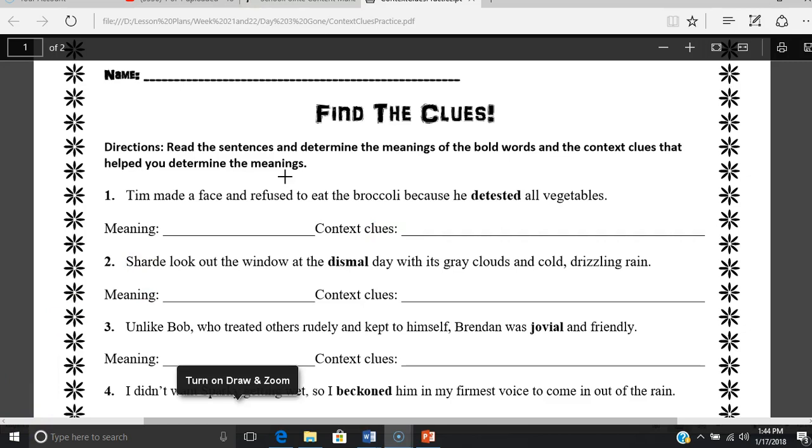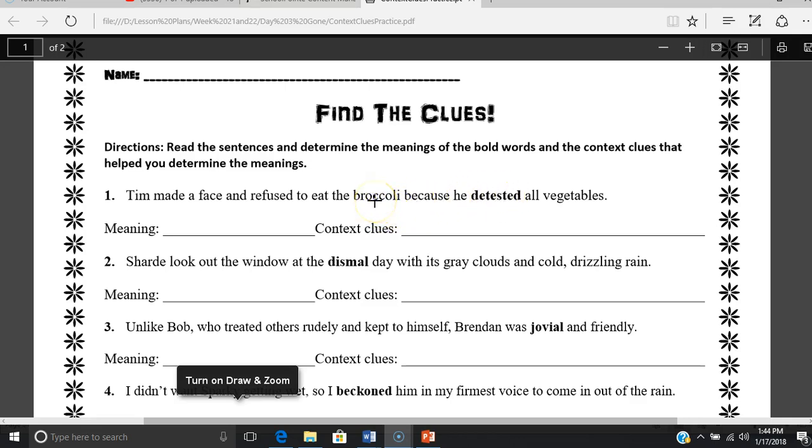Alrighty, so what we're going to do is we're first going to look at the word detested. Now I know it's got an -ed suffix, that would be a word part, so I know this is the past tense, so it must be a verb. Tim made a face and refused to eat broccoli because he detested all vegetables, so it's something he did.